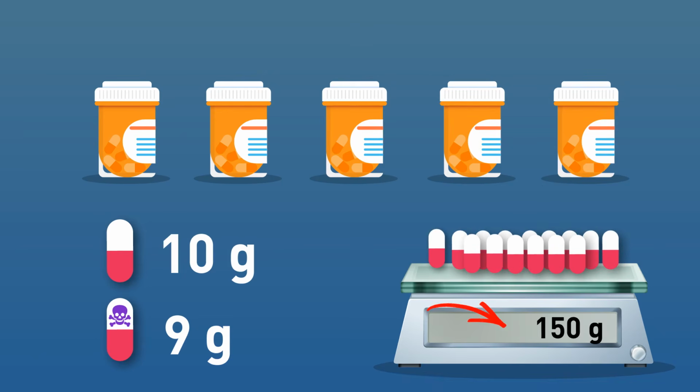The correct weight should be 150 grams. But since one of the jars has contaminated pills, the weight will definitely be less than 150 grams. If the weight is 149 grams, then jar number 1 has the contaminated pills, because there is only 1 pill like that. If the weight is 148 grams, then the contaminated pills are in jar number 2. If the weight is 147 grams, the contaminated pills are in jar number 3, and so on.